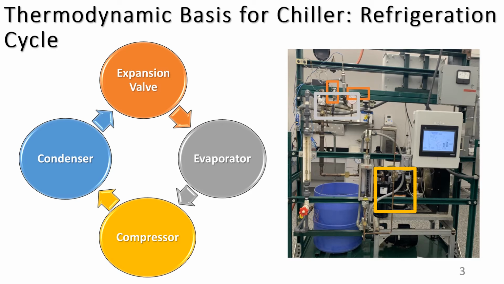Before starting the cycle over again, the refrigerant will pass through the condenser boxed in blue. The condenser acts to cool the refrigerant by a fan circulating cool air.